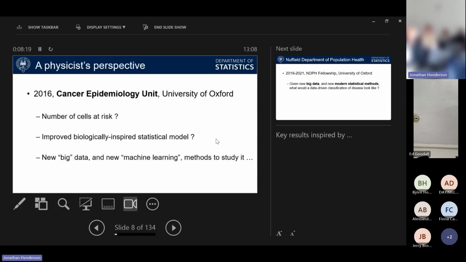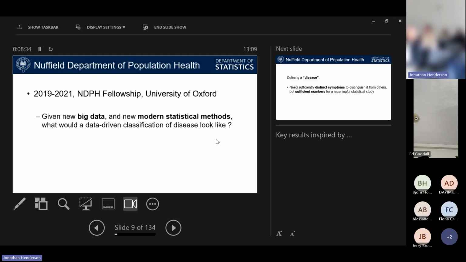And then the final thing that was going through my head whilst I was sitting there working through these new big data sets that are arriving, is that we've got these new big data sets and we've got these new machine learning methods, and there were these possibilities that were never there before. So in particular, I proposed this fellowship project, which was to address the question, given these new big data sets and these new modern statistical methods, what would a data-driven classification of disease look like?